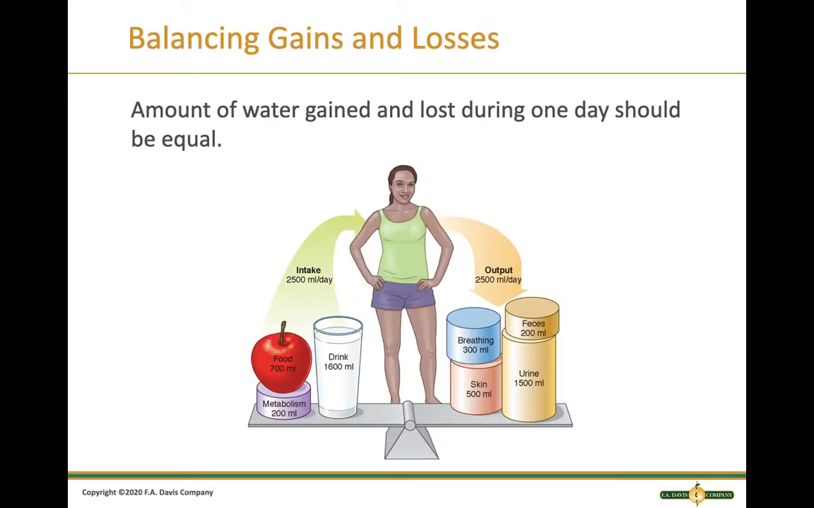Alright, this figure shows how we get our water. So most fluid intake is due to eating and drinking, and a little bit from metabolism. Water is lost through urine is the main way, also through skin, from sweating, also from breathing. There's water in your breath, that's why you see your breath on a cold day, and through feces.